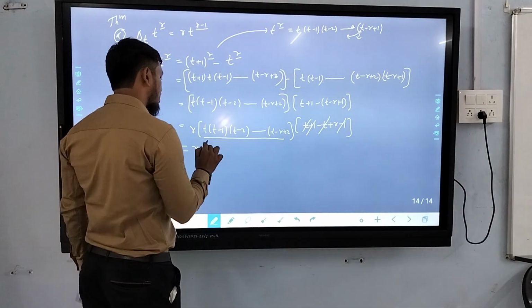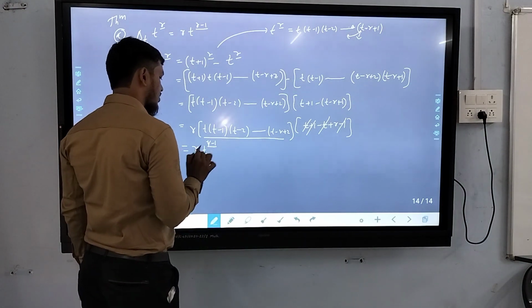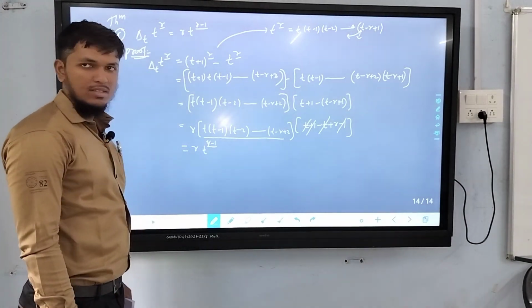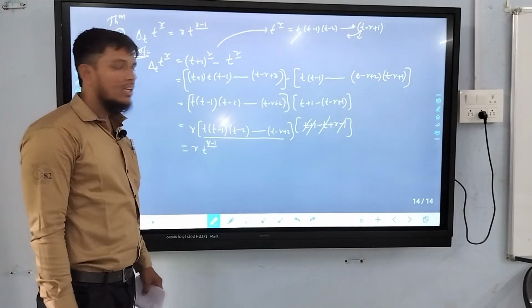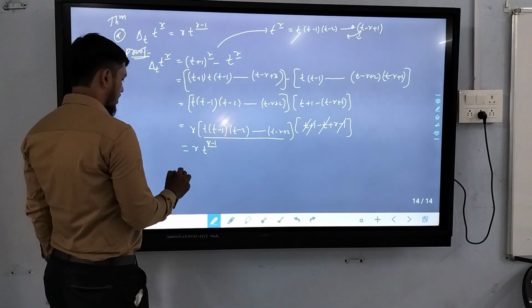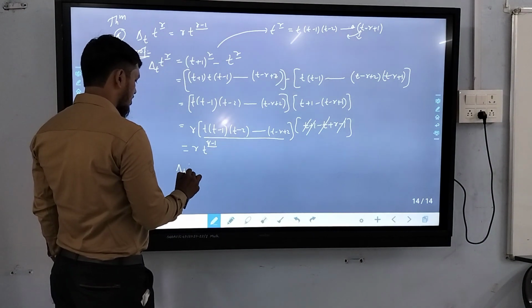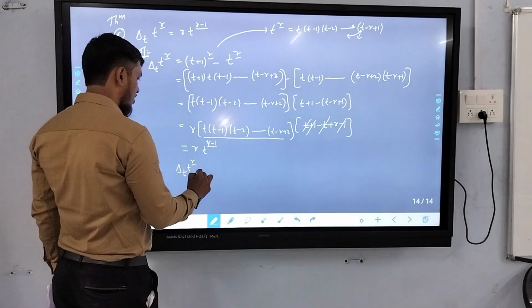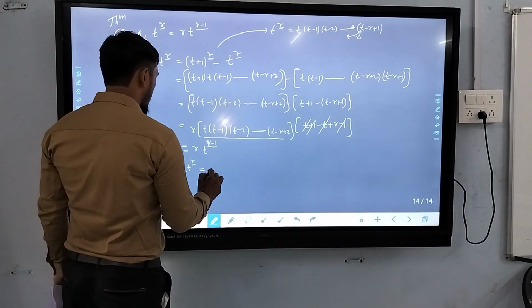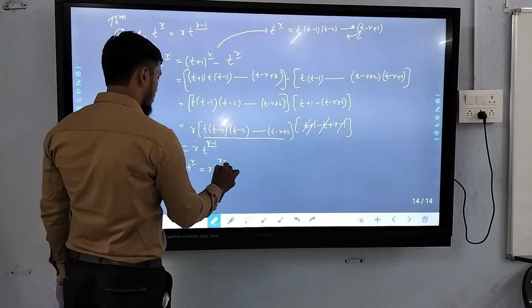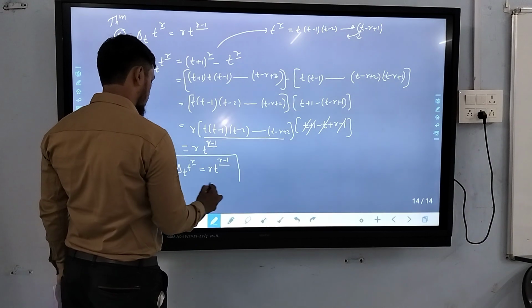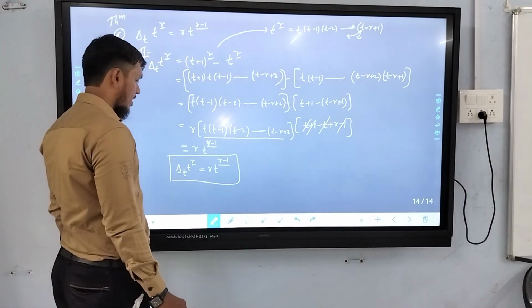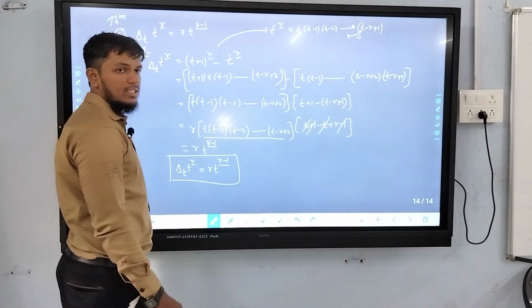T to the what? T to the r minus 1 falling. Yes, this is t to the r minus 1 falling, and this is our condition. So delta t to the r falling is equal to what? Is equal to r t to the r minus 1 falling. This is an important result, which will be used in other examples.